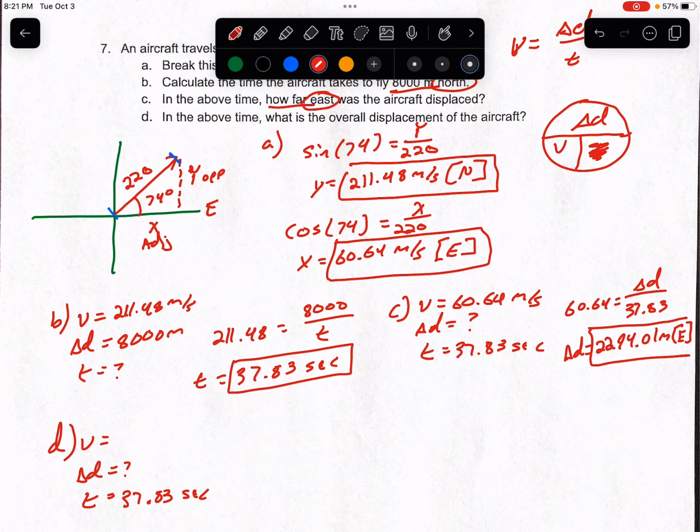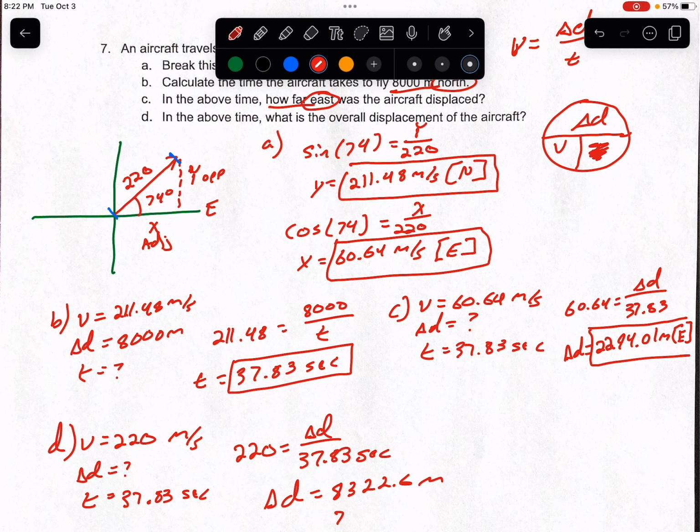So our velocity is now, we get to use the actual 220 because that is the overall velocity. That's the mixture of both of them. So we're going to do V equals D over T, so 220 equals displacement over 37.83 seconds. Multiply both sides by that, and you are going to get a displacement of 8,322.6 meters, and that is going to be 74 degrees north of east.